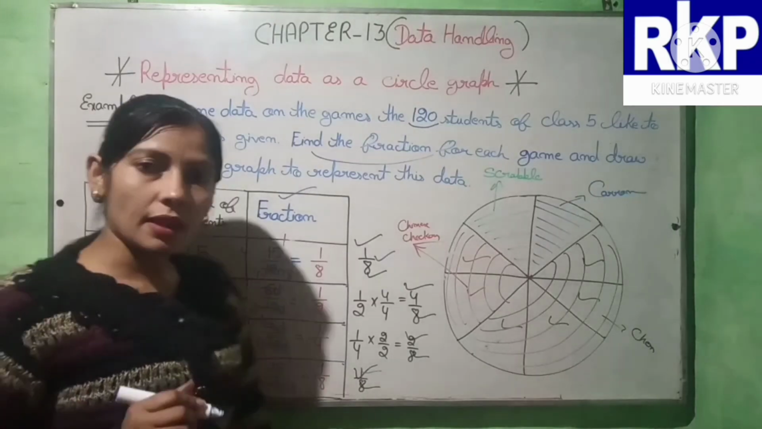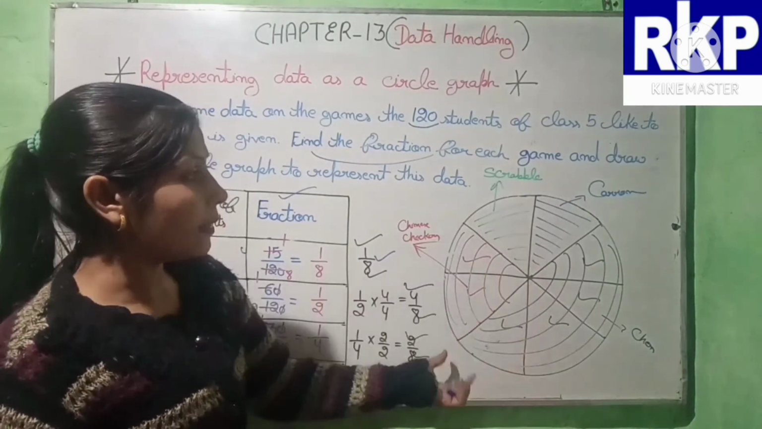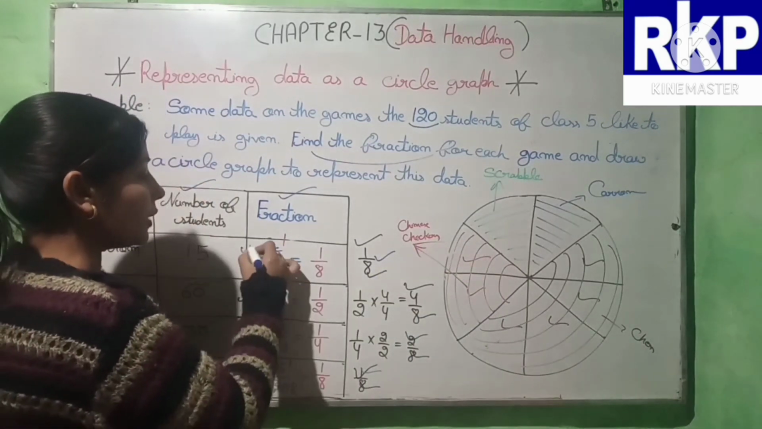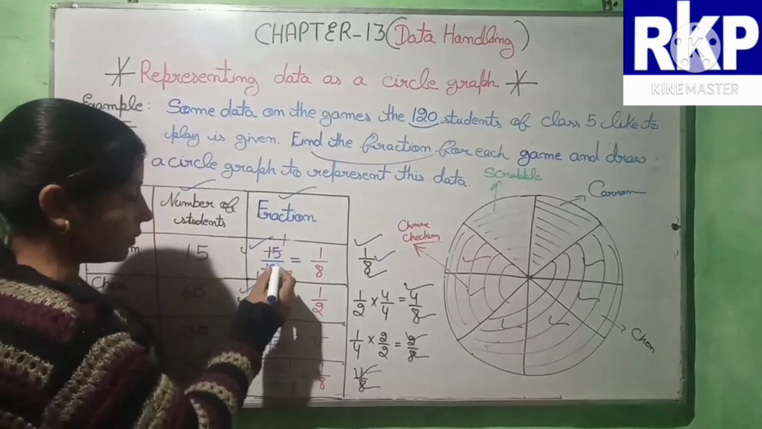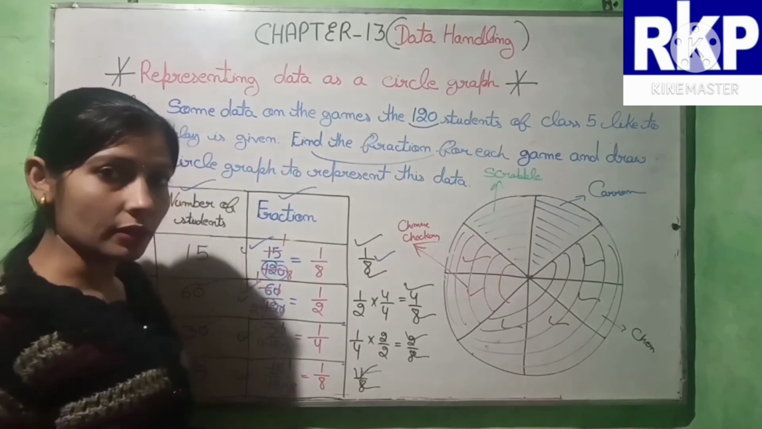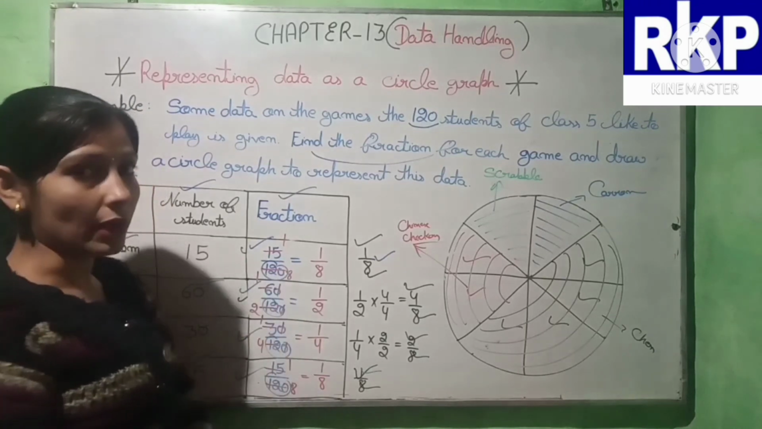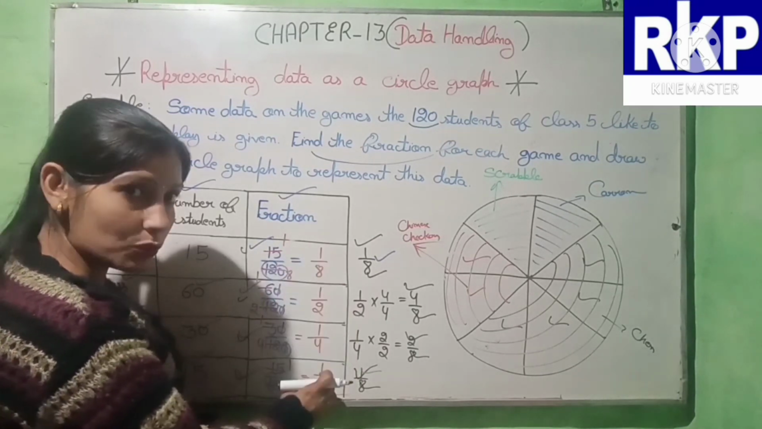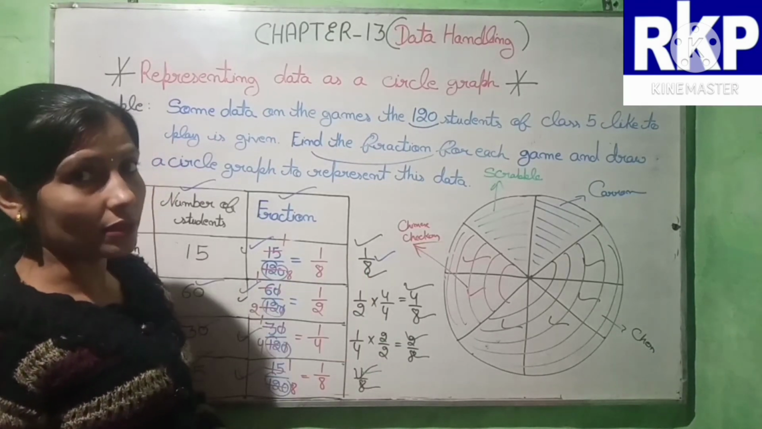Okay, beta, a thought may have come to your mind: after solving so much and representing the given data in a circle graph, why don't we represent the starting fractions themselves in the circle graph? But beta, here you can see these all have 120 as denominator. So it is not easy to draw a circle with 120 equal parts. So we need to convert these into simplest form, and then we need to convert these into equivalent fractions with the same denominator.